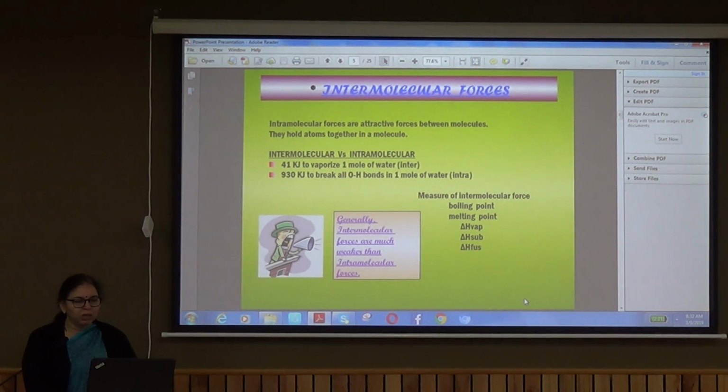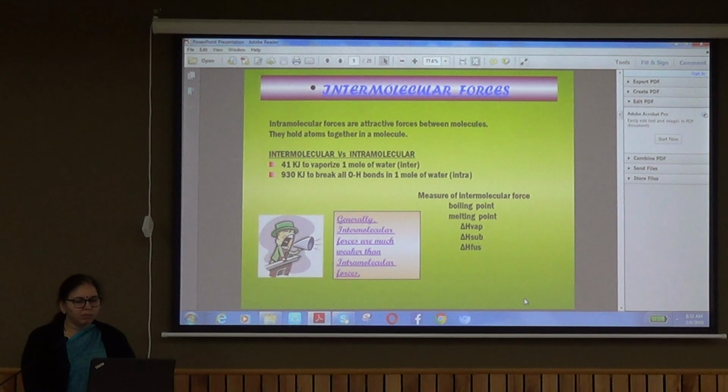Now, intermolecular forces of attraction. Attractive forces are present in the molecule. They hold atoms together in a molecule. Now, intermolecular forces versus intramolecular forces. Intermolecular forces are weak forces in comparison to intramolecular forces.